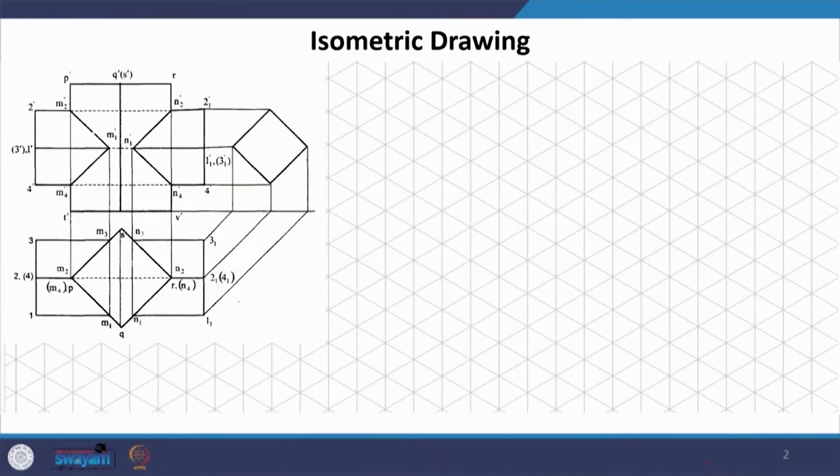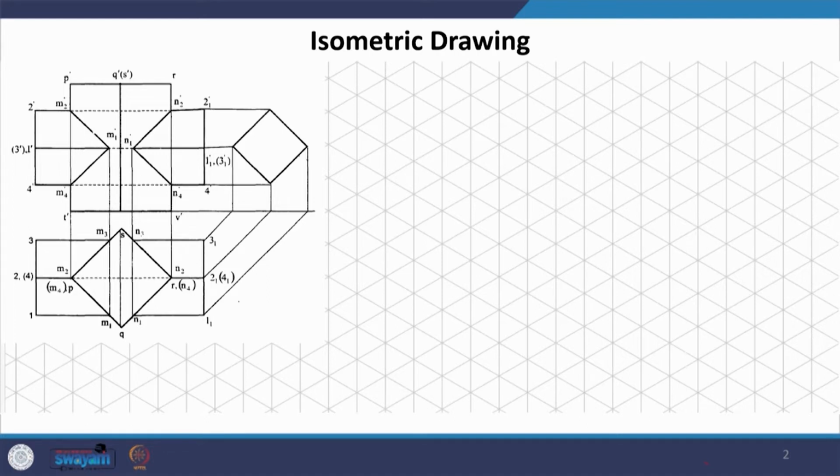This is the orthographic projections, orthographic drawing of the given combination of solid. Now, if you see this, what we have basically is we have two square based prisms. One is perpendicular, it is standing on the ground, and the other one is parallel to both the planes. The axis of this solid is parallel to both the planes, vertical and horizontal plane, and it is passing through the prism, square based prism, which is standing.